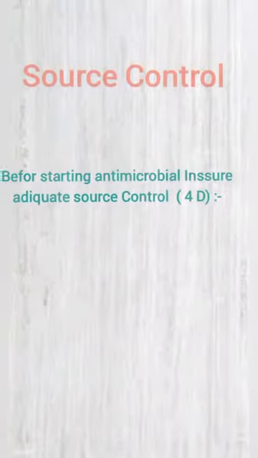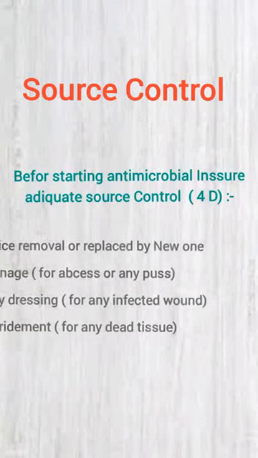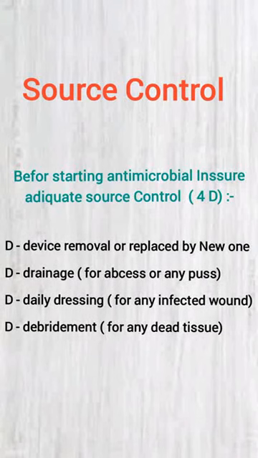Before starting antibiotic, you have to ensure adequate source control, which includes 4 Ds. The first D is device removal or replacement by a new one, like a central line. Second D is drainage for abscess or any pus, and third D is daily dressing for any infected wound. Fourth D is debridement for any dead tissue or gangrene.